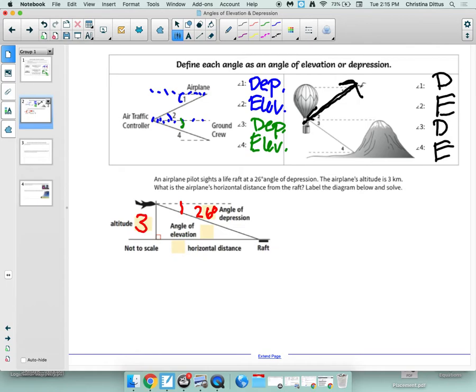This is 3. I want to know what the plane's horizontal distance from the raft is. Here's a big word. Horizontal. Horizontal means left and right. Anytime you see horizontal distance, you are looking for a line that is flat.